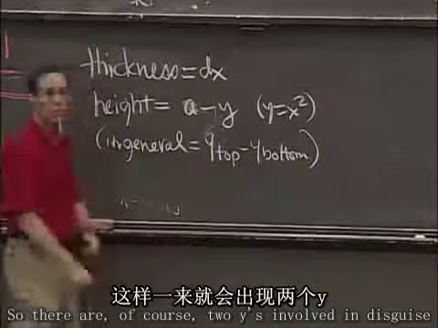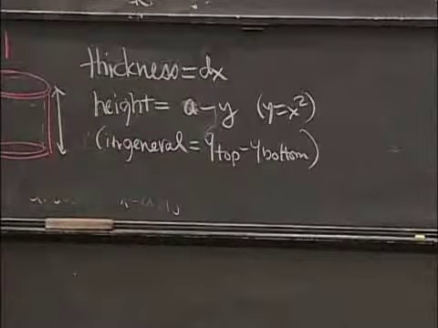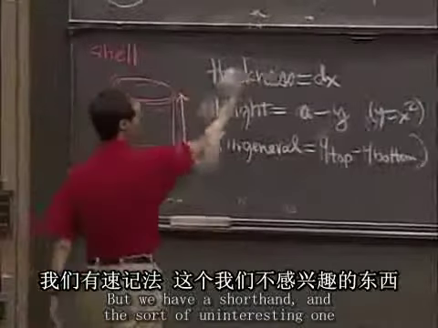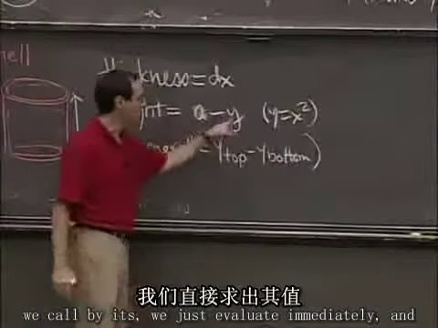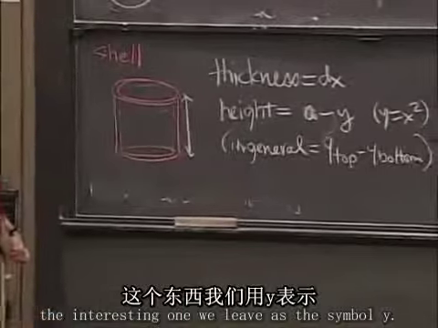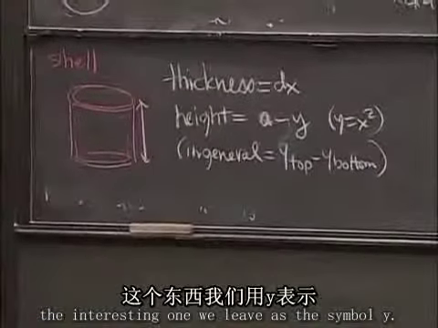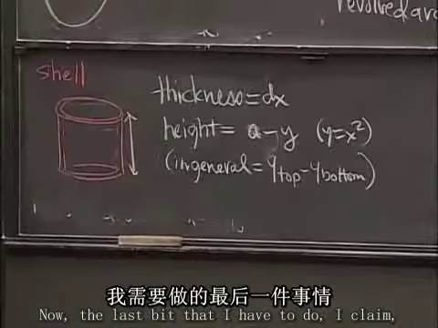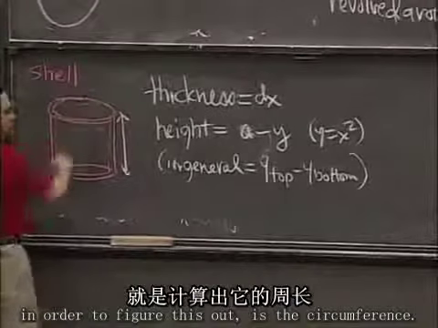So there are, of course, two Y's involved in disguise. But we have a shorthand: the uninteresting one we just evaluate immediately, and the interesting one we leave as the symbol Y. All right? Now, the last bit that I have to do, I claim, in order to figure this out, is the circumference.